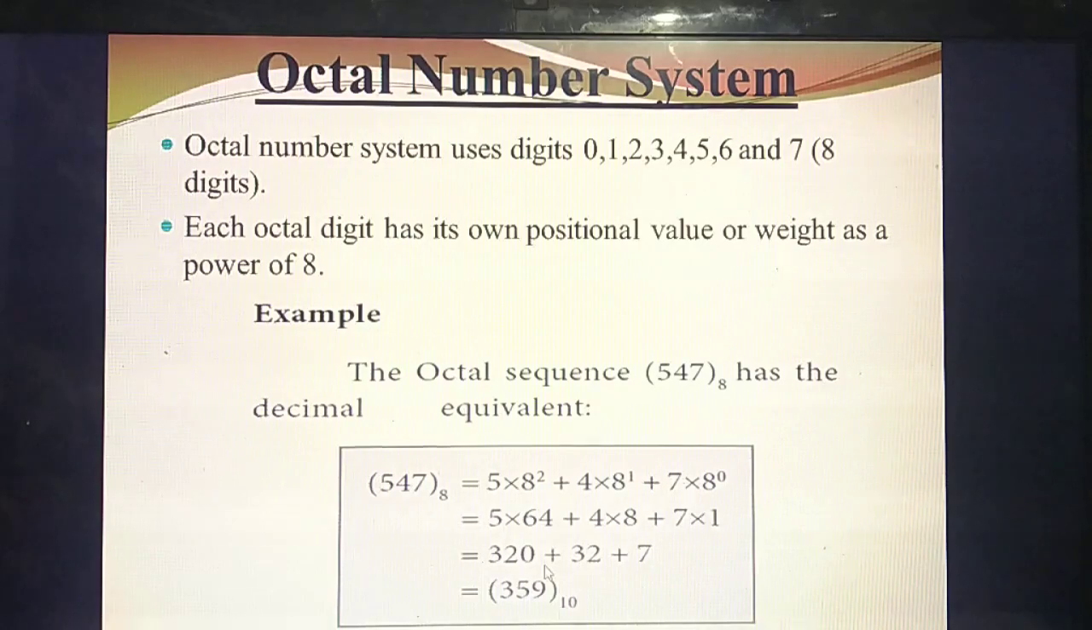In the question, they asked to convert into which one? Convert to decimal. So the base value you should write is 10. The number they have given is octal, but you have converted this number into decimal. So the answer with the base value you should write as 10. Understand? So write this problem.